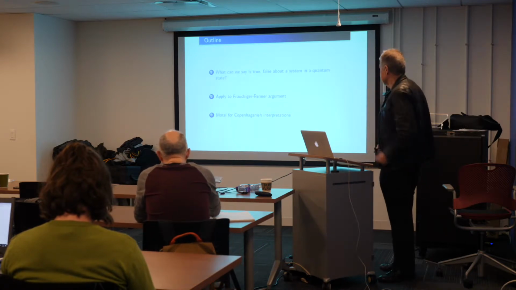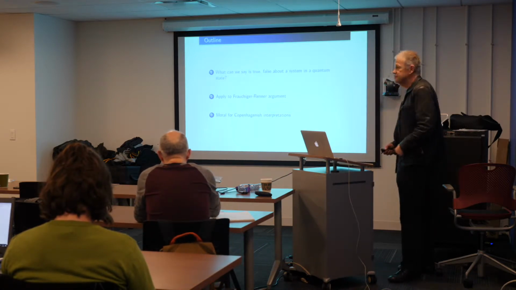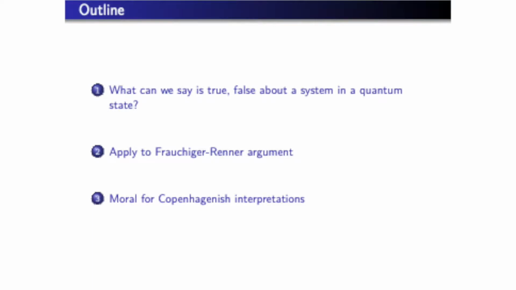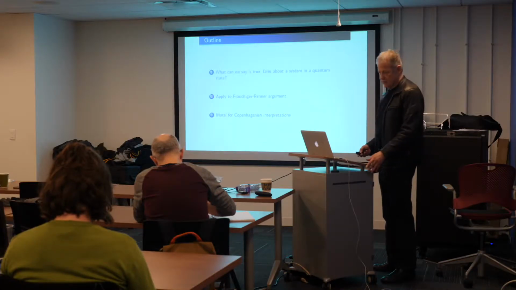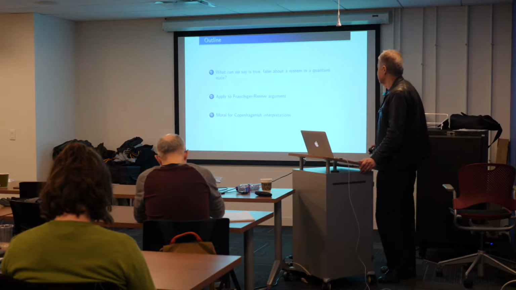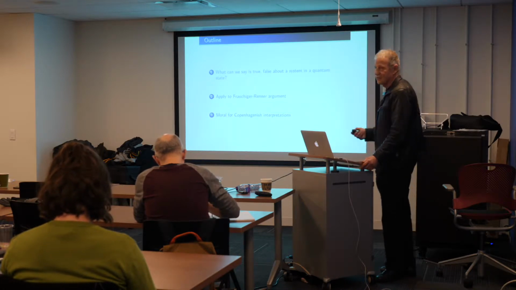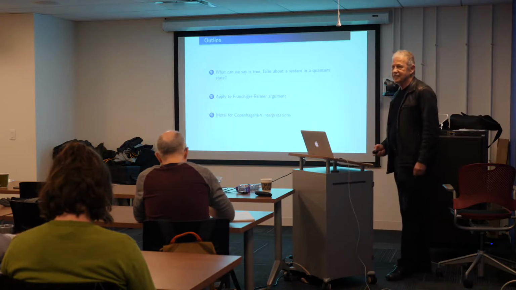Okay, so here's a brief outline. I want to begin by asking the question, what can we say is determinately true or false about a quantum system in a certain quantum state? And then I want to apply that to the Frauchiger-Renner argument, and then draw some moral for Copenhagen-ish interpretations.